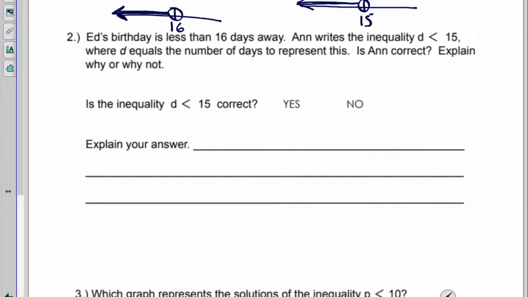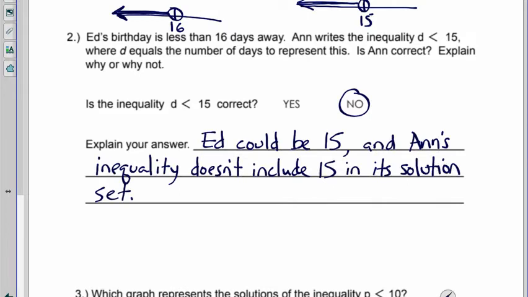And if I'm wondering if she's correct, she's not, because she didn't include 15 as a possible answer. Ed could be 15 days away. That's less than 16. But Anne said it had to be less than 15. So the answer is no. The reason would be Ed could be 15, and Anne's inequality didn't include 15 as one of its possible solutions.